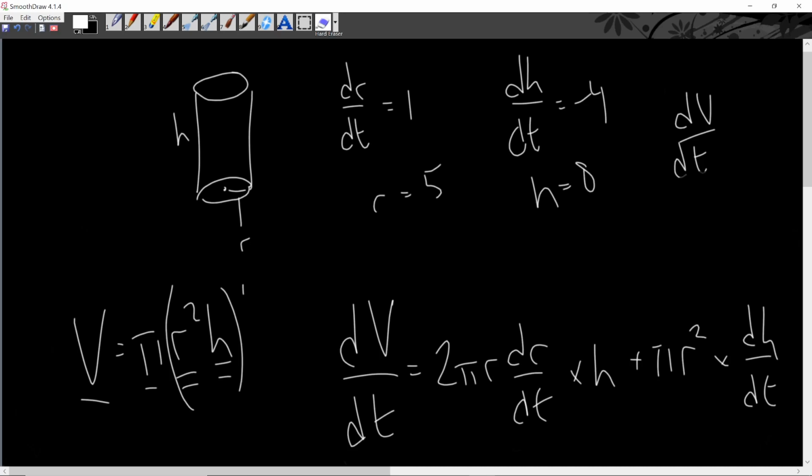And now we have a bunch of information to plug in, right? We know that 2 pi r, and r is equal to 5, so 2 pi r will be 10 pi, and then dr dt is 1, so this is 1 times h, which is 8, and then pi r squared, r is 5, so r squared will be 25, so we have 25 pi times dh dt, negative 4.